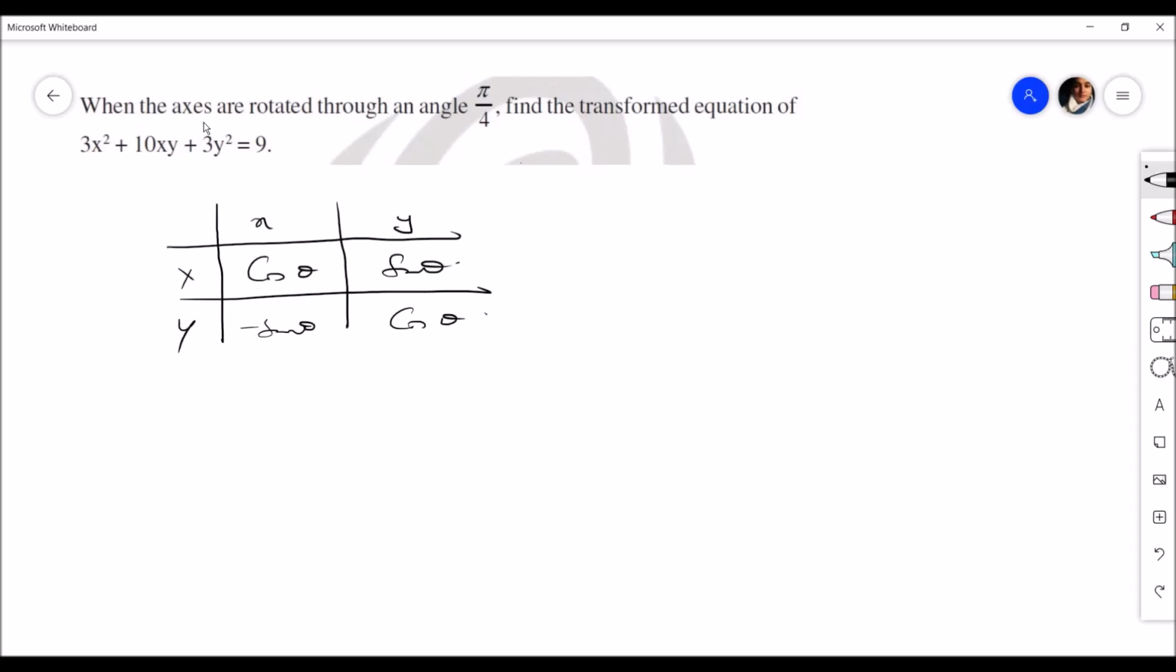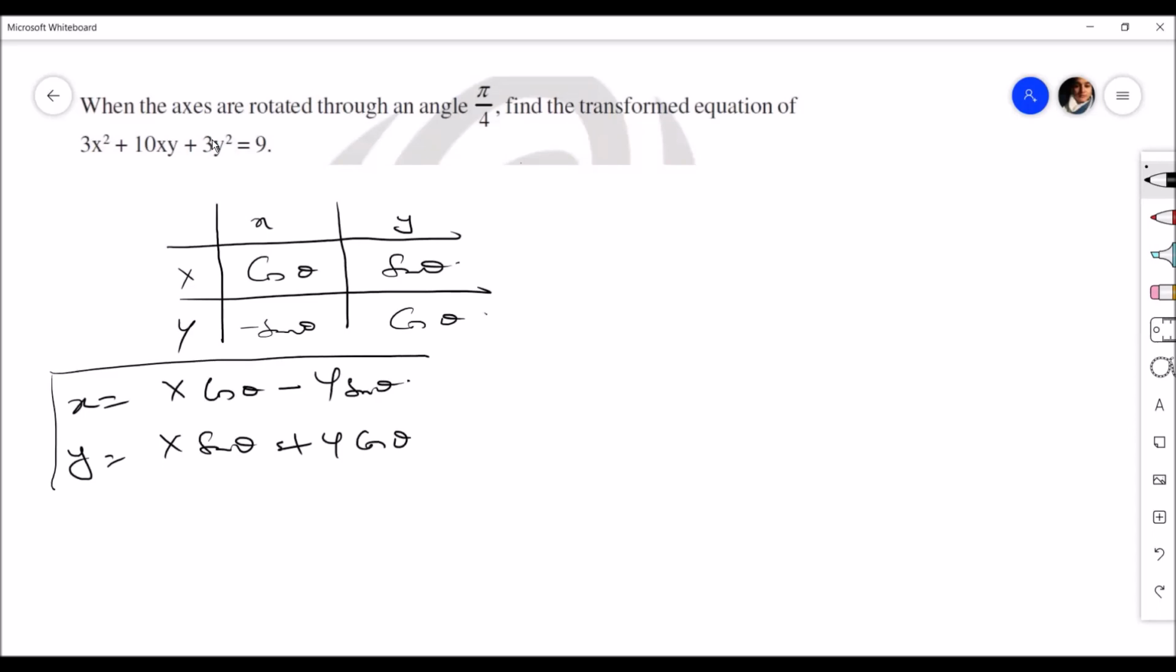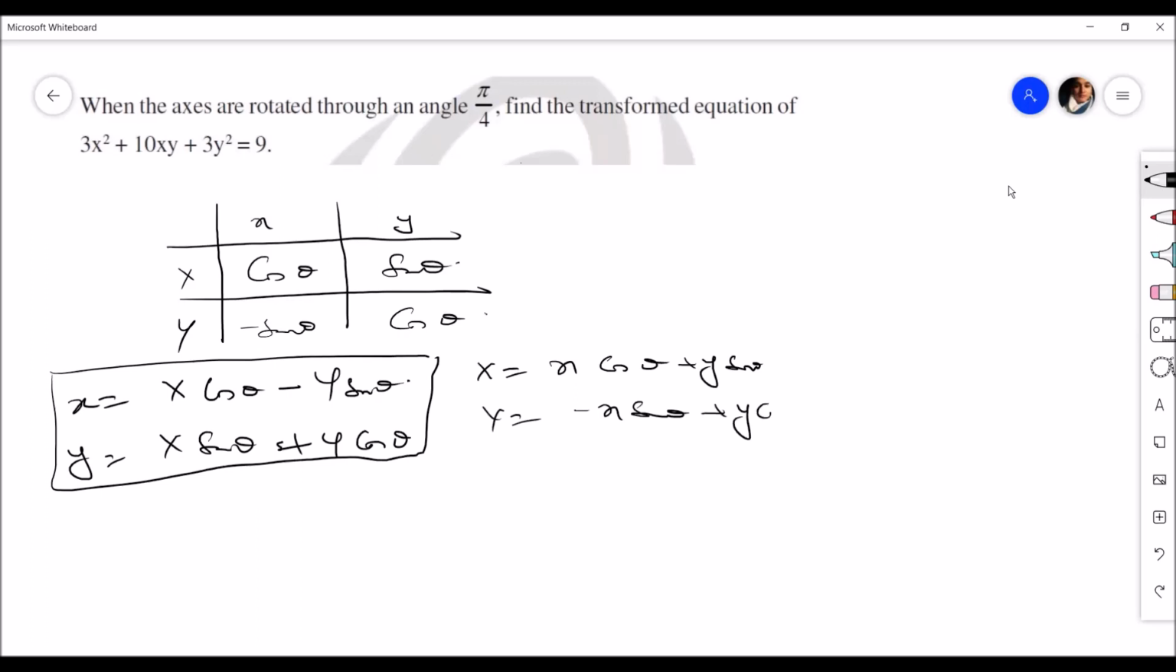So small x, small y here. If you want to write down the value of small x, you go this way: capital X cos theta minus capital Y sin theta. Similarly, small y is capital X sin theta plus capital Y cos theta. This is when you want to express small x and small y. Similarly, if you want to express capital X and capital Y, capital X will be equal to small x cos theta plus small y sin theta. Similarly, capital Y will be equal to minus x sin theta plus y cos theta.